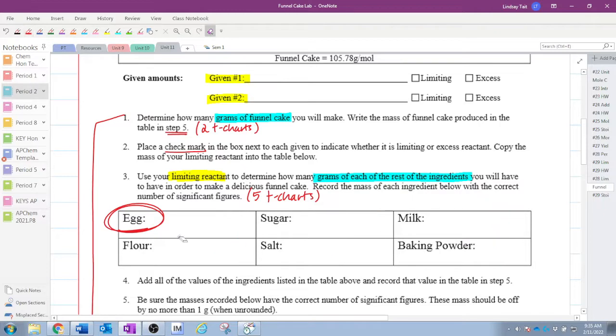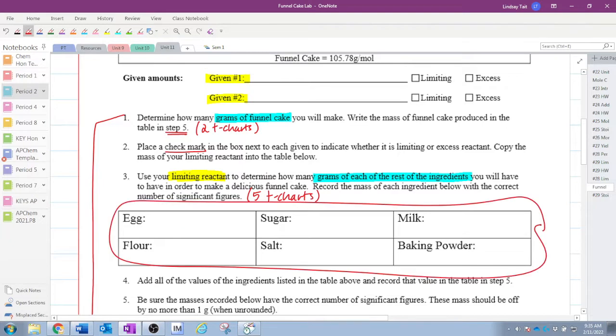And guys, this is the key because on Monday when you come in, these are the numbers that you're going to measure out. There's going to be balances around the room. All of the ingredients are going to be out, and you're going to be measuring these masses on the balances. So there's going to be a salt station and a sugar station and a milk station, right? And that's where you measure out these amounts.